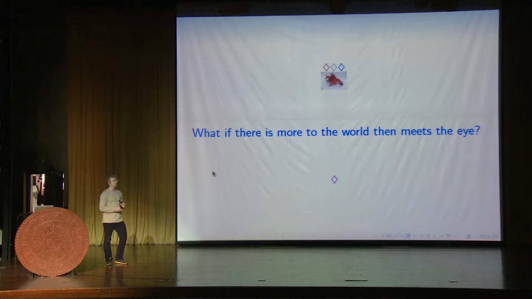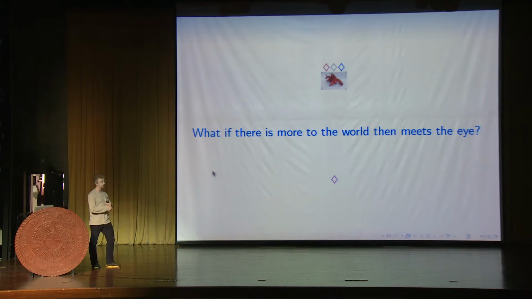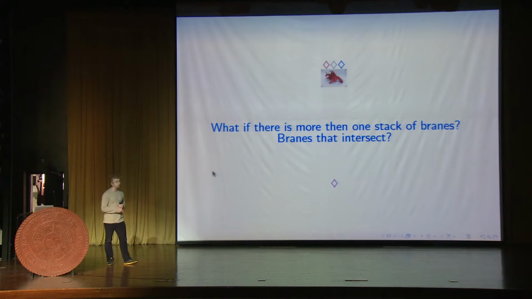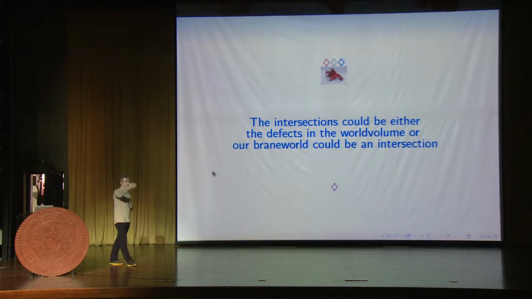It could be that in addition to the stack of branes on which our theory lives, which we can call a physical stack of branes, there could be other branes floating around. And these other branes could intersect our stack of branes or could be nearby. These intersections would exhibit themselves as defects in our world volume. These defects could be of point-like nature, or they could be spread over surfaces or lines, and so on and so forth.